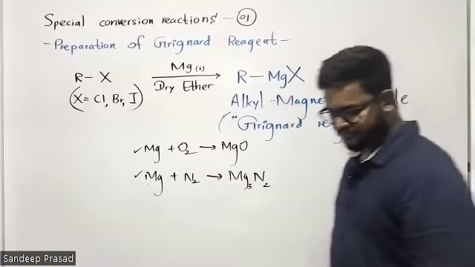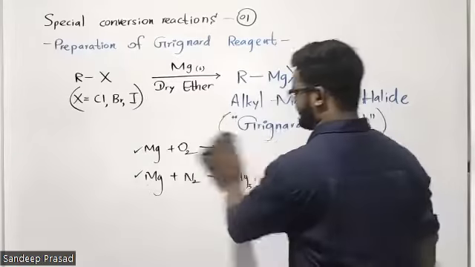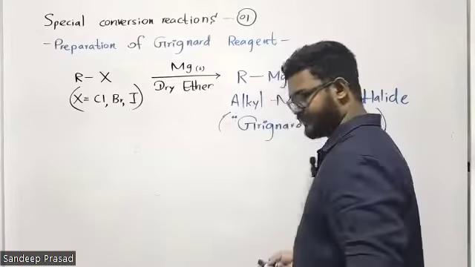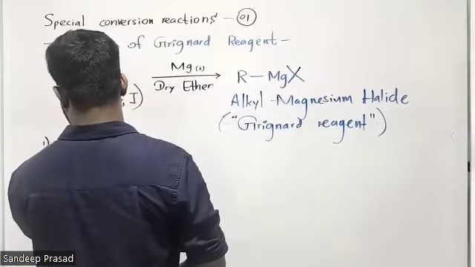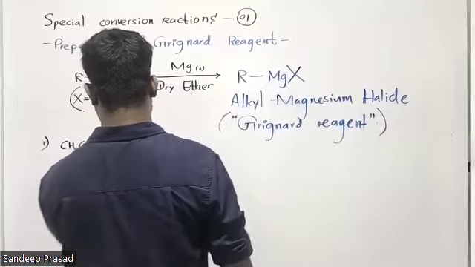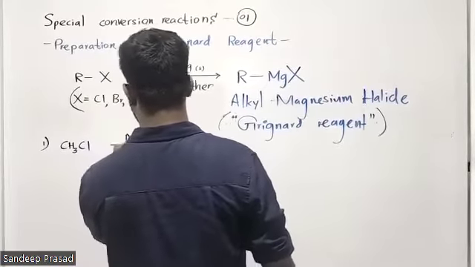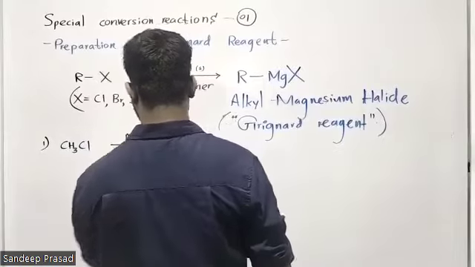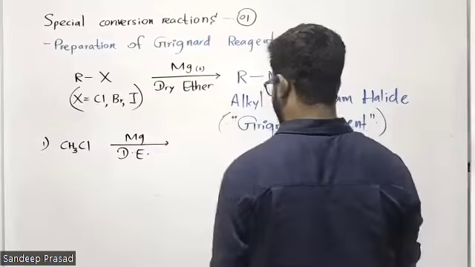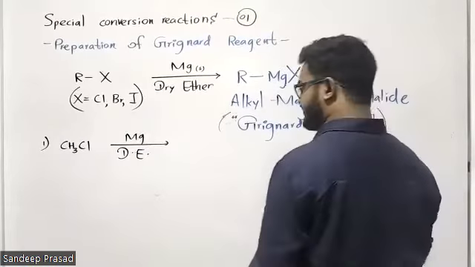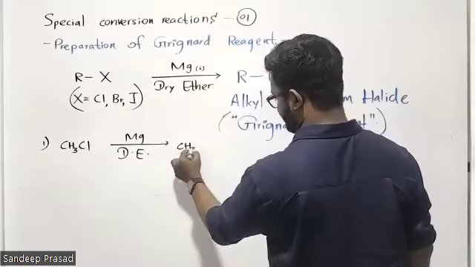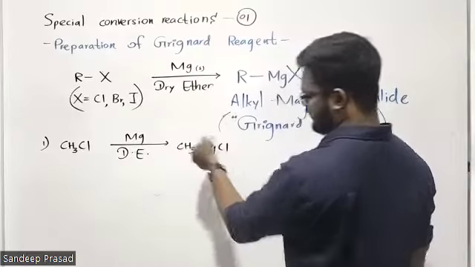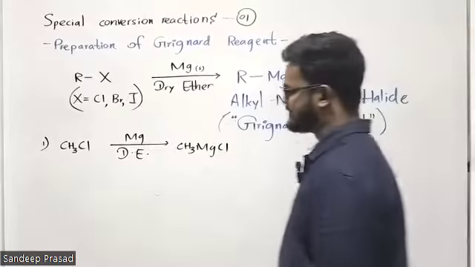Okay, so let me consider a few examples here with you. Number one, this is very easy. CH3Cl. We are adding magnesium, dry ether. Do we need to mention this dry ether? Is it compulsory? Yes, definitely we have to mention it. CH3MgCl. Here, one of the Grignard reagents.